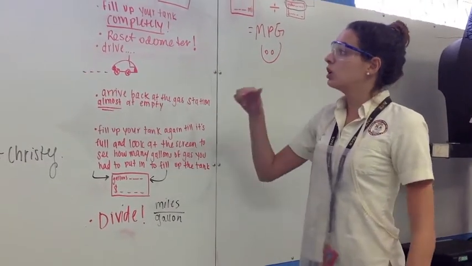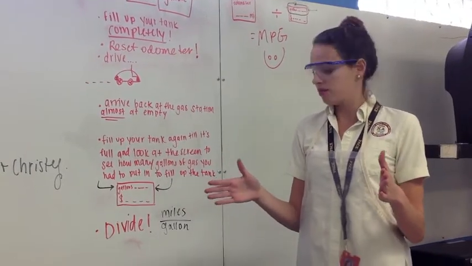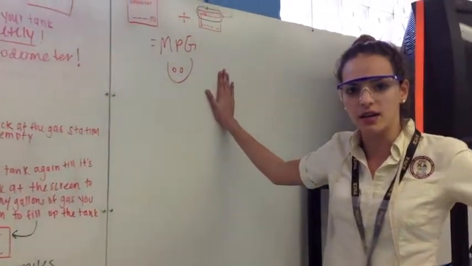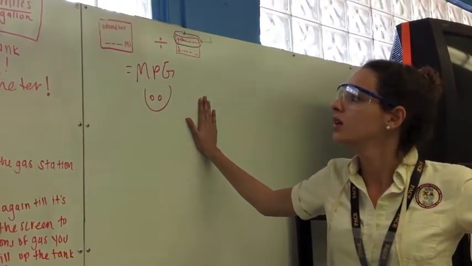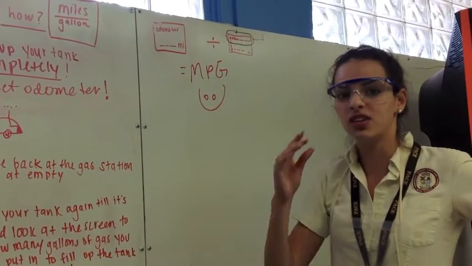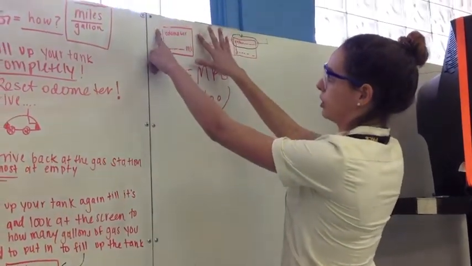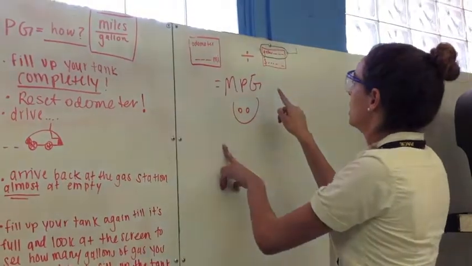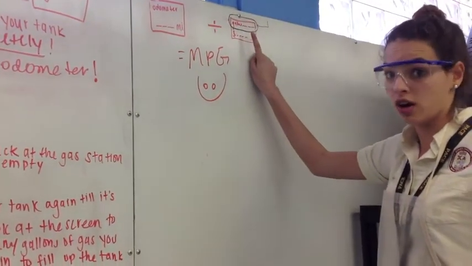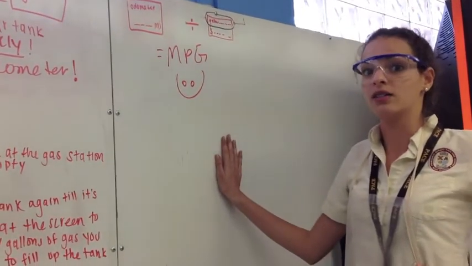Then after, you're going to look at your odometer. You're going to see how much you had to travel to almost be at empty. So let's take it over here. What we're going to do next is divide exactly what MPG says, miles per gallon. You're going to divide what it said on your odometer, miles, divided by how many gallons you had to put into your car to refill it, and that's how you find out how many miles your car can travel on 1 gallon of gas.